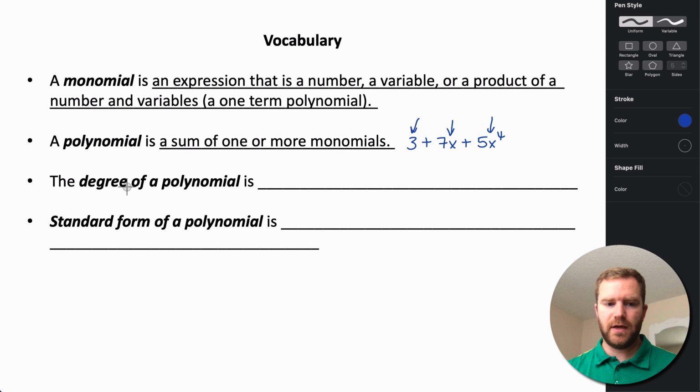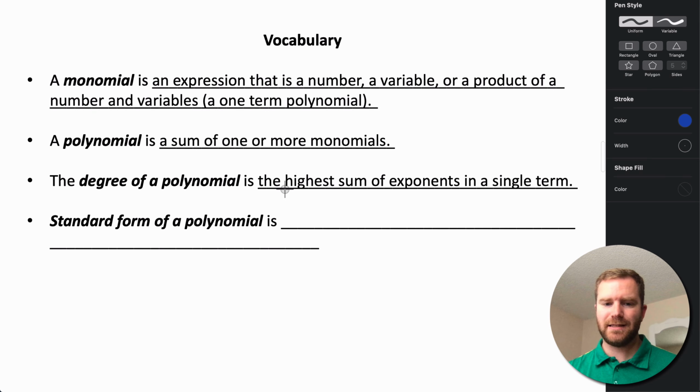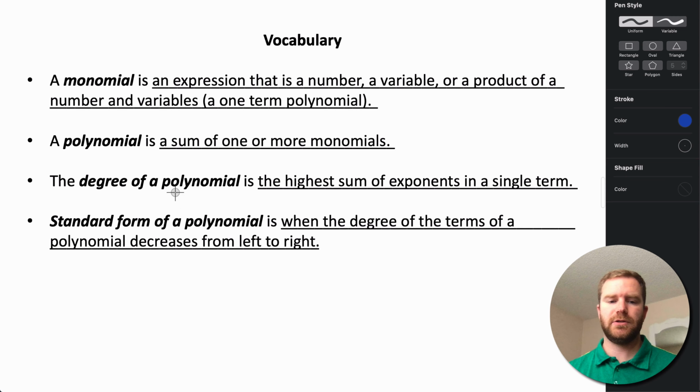Now, the degree of the polynomial is indicated by the exponent, and it's the highest sum of exponents in a single term. If you have your polynomial, you just look at all of your terms and try to find which one has the highest exponent, and that's going to be the degree of your polynomial. The reason why we care about degree is because we generally want to write our polynomials in something called standard form. Standard form is when each term is decreasing by its exponent, so the degree of each term goes down from left to right.